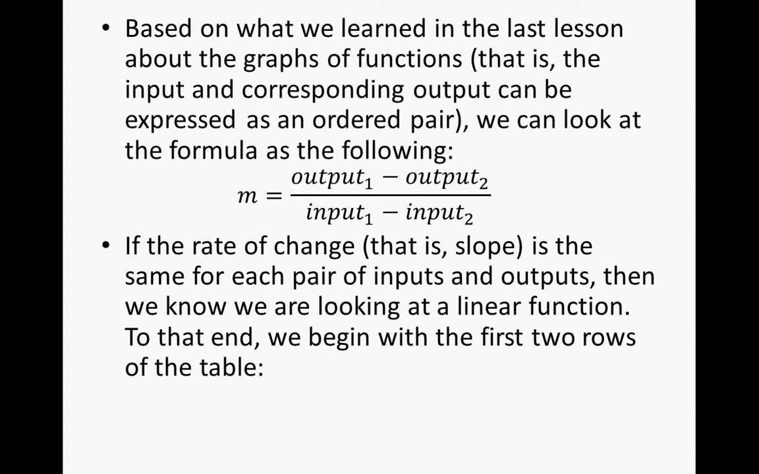If the rate of change, that is slope, is the same for each pair of inputs and outputs, then we know we are looking at a linear function. To that end, we begin with the first two rows of the table. So the change in y, 5 to 8, which is a -3, over the change in the x coordinates, 2 to 3.5, which is a -1.5. So the ratio between the two of those, -3 divided by -1.5, is 2.